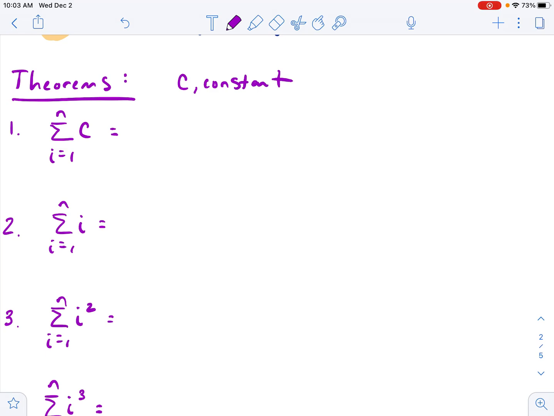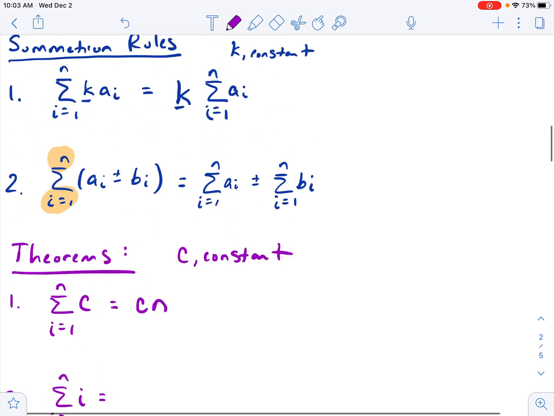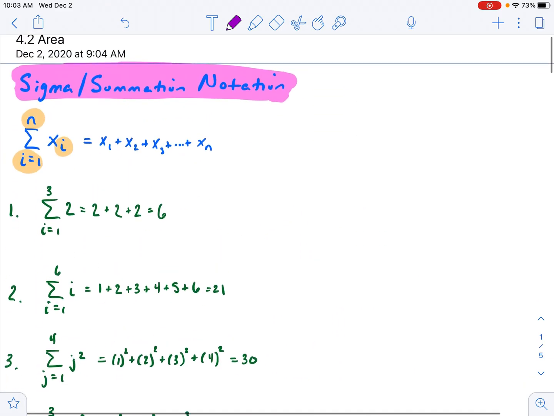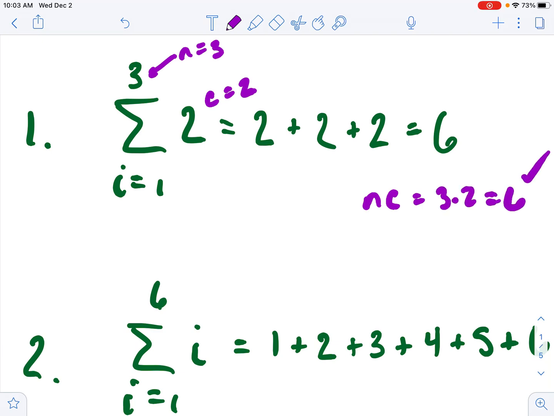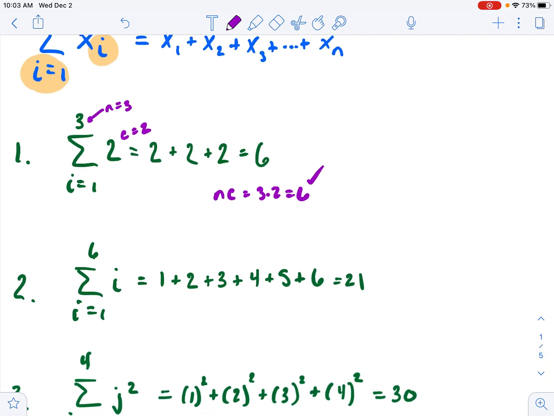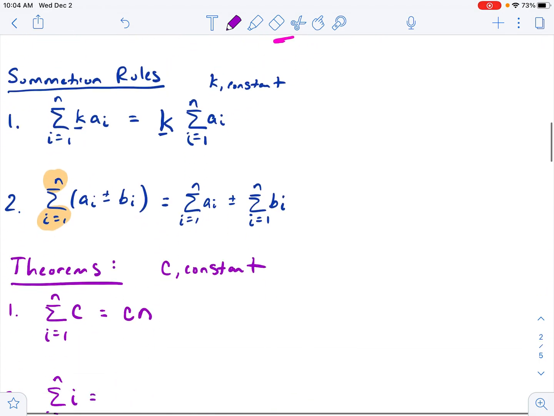Here, c is a constant. The summation as i goes from 1 to n of a constant is just that constant times n, okay? If we come back up here, to example 1, we had the summation as i goes from 1 to 3 of the constant 2. Well, the rule says that that's just going to be n times c, which is 3 times 2, which is 6, which clearly matches what we got up above. But now, if I had the summation as i goes from 1 to 3,000 of the number 2, very quickly you can say, oh, it's going to be 2 times 3,000, that's 6,000. Very quickly get that summation, okay?